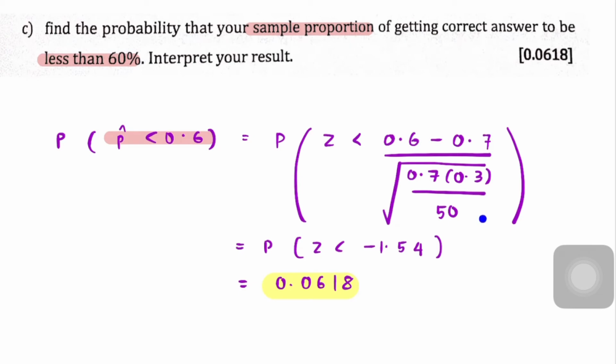So first step, convert to the standard Z value, 0.6 minus P 0.7 over square root of PQ divided by N. Then you have the Z value, negative 1.54. Directly refer to the Z table, then you have the answer 0.0618.